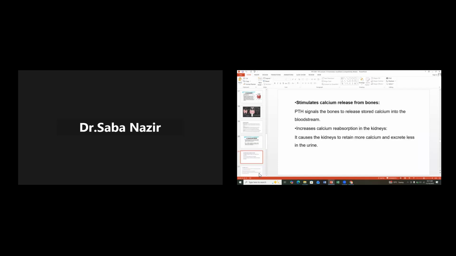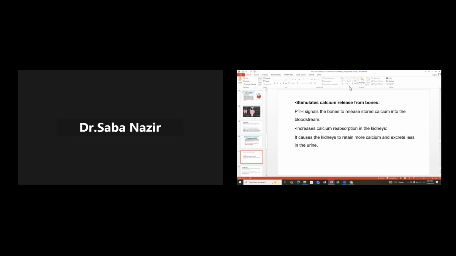Then this parathyroid hormone, we need to know the short form of each hormone. PTH actually signals the bone to release the stored calcium into the bloodstream. It makes sure that the bones are not breaking, and it increases the calcium reabsorption in the kidney. We know that the kidney serves two purposes. Number one, it is releasing anything that is excess, toxic, or metabolic waste.